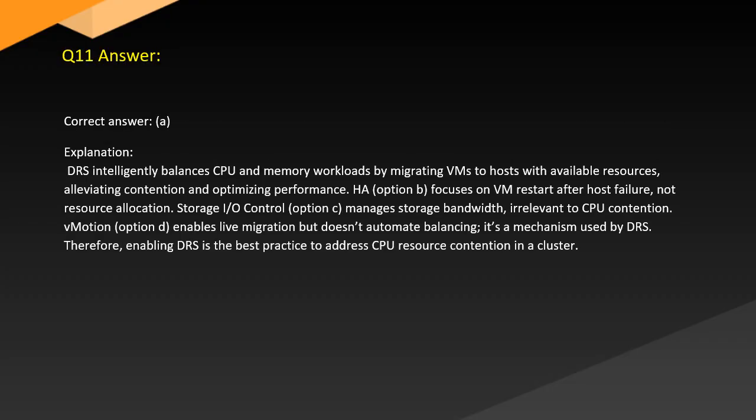Answer. Correct answer, A. Explanation. DRS intelligently balances CPU and memory workloads by migrating VMs to hosts with available resources, alleviating contention and optimizing performance. Option B focuses on VM restart after host failure, not resource allocation. Storage I/O Control, option C, manages storage bandwidth, irrelevant to CPU contention. vMotion, option D, enables live migration but doesn't automate balancing. It is the mechanism used by DRS. Therefore, enabling DRS is the best practice to address CPU resource contention in the cluster.